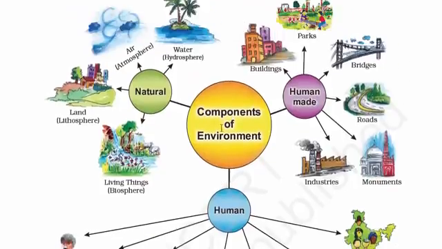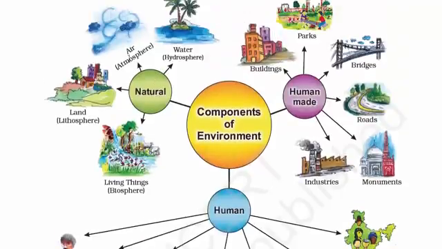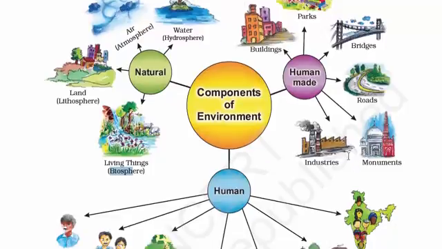It's very nicely drafted in a map sort of a thing where you can easily understand what are the various components of environment. We have nature, we have human made things, and then we have humans. So in natural category, we have the air, water, land, and all the living things. That is the biosphere. And coming to human made stuff, they are nothing but those buildings, parks, bridges, roads, industries, infrastructure basically, which are created by human.